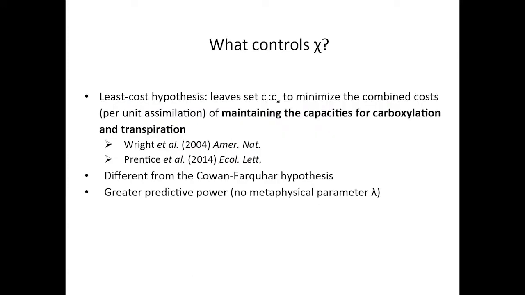Let's move on to the CICA ratio. A specific hypothesis, the least cost hypothesis, was originally set forth by Ian in a paper in American Naturalist a bit over a decade ago, and then more recently, several of us working together on this, we put this into a sort of a mathematical form that explicitly embeds the Farquhar model. I should mention that this differs from the classic Cowan-Farquhar hypothesis and turns out to have greater predictive power. And one way to understand this is to say it doesn't have what I call a metaphysical parameter, lambda. I call it metaphysical because we can't measure it and nobody knows what it is.